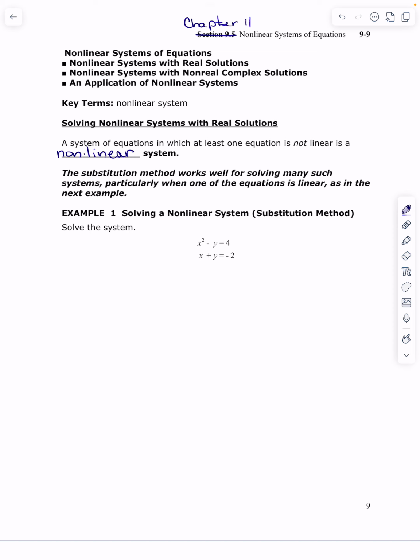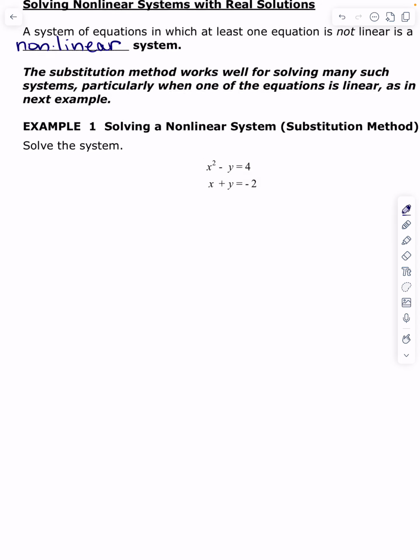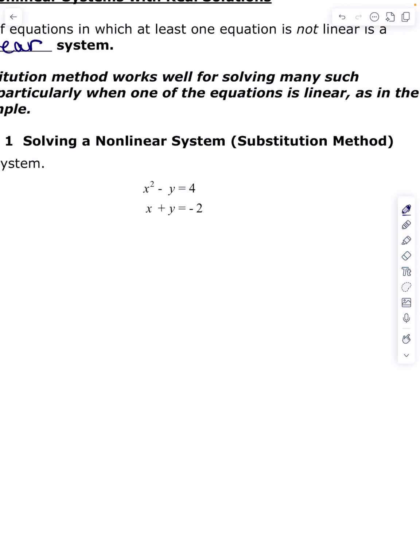I have my first equation, x squared minus y equals 4. Definitely not linear because we have that power of 2 on the x. And that is not as important as what we do to solve it at this point. So up here the x is squared, the y is not. So in this second equation, I'm going to solve for y. I get y equals negative 2 minus x. And I am going to take this and substitute it back in place of the y. Remember, whatever y is in the second equation, it's got to be exactly the same in the first equation.